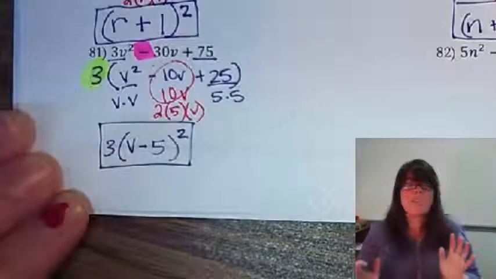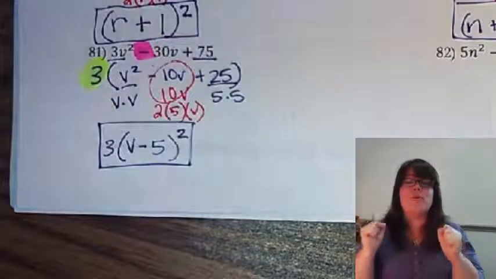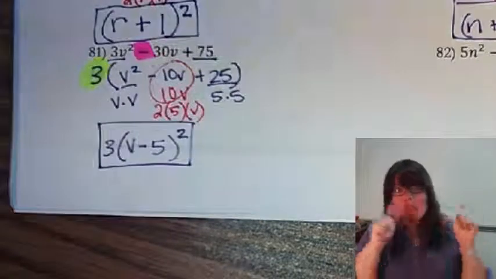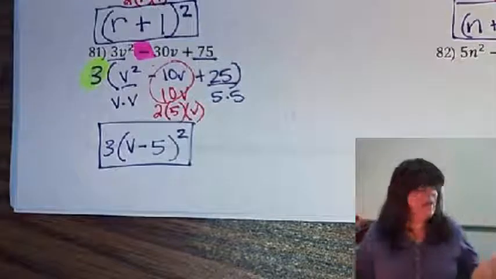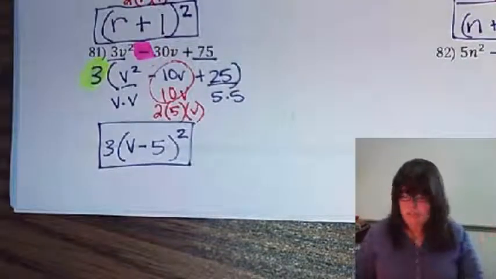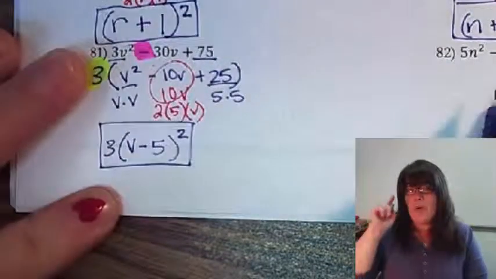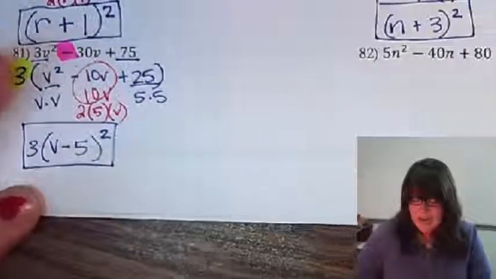Okay? So don't be afraid of your special pattern. Try to do it by your special pattern because it's going to help you later when we try to go backwards. But if you can't get it, use the X. Check yourself, it's fine. Why don't you pause the video and try 82 on your own?